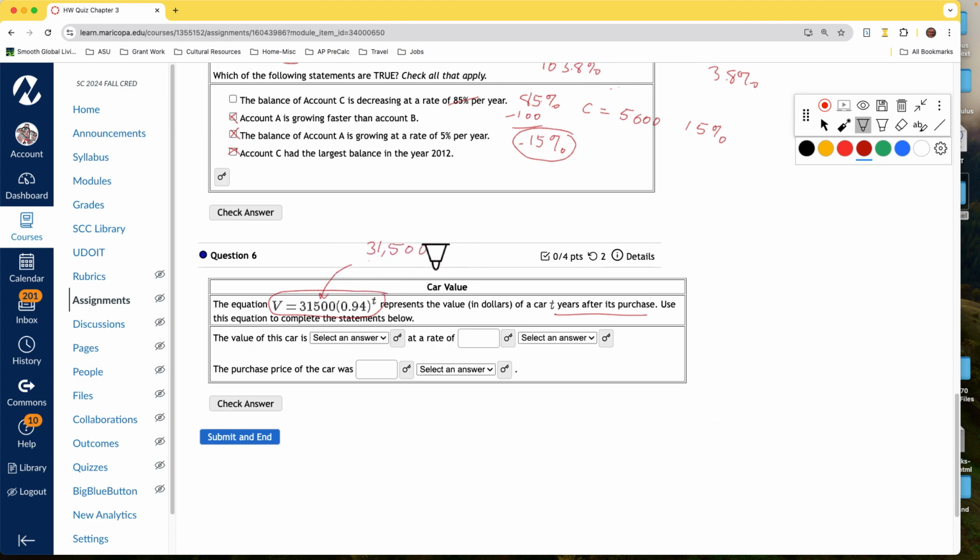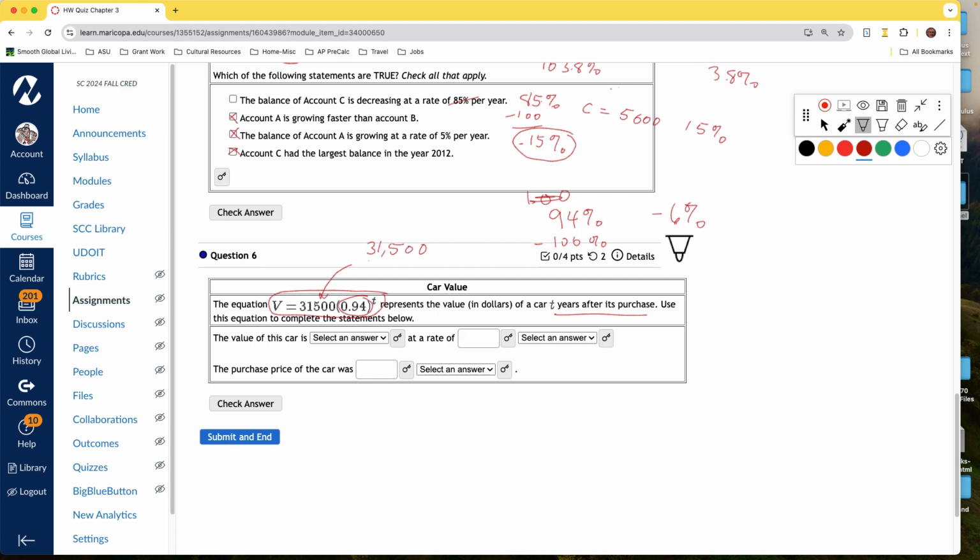There it is right there. It's $31,500. That's what we bought the car for. Okay. Is the car's value increasing or decreasing? That's this number here. It's decreasing. We're only getting 94% of the value back. So how much are we losing each year? Actually, do it the other way. We subtract off 100. We're losing 6% a year.